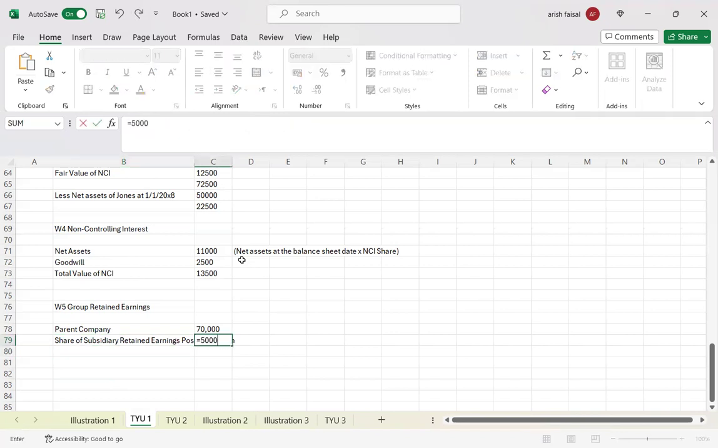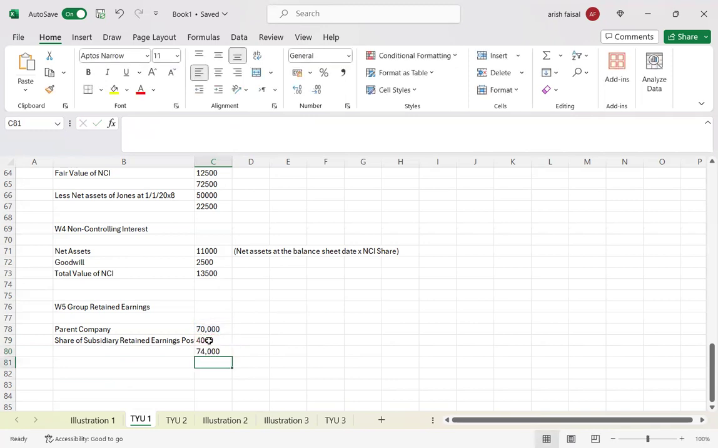Okay. So that's 5,000. But from that 5,000, our share is 80 percent. So that makes it 4,000. So the total group retained earnings would be 70,000 plus 4,000. So that will be 74,000. So those are your group retained earnings, which you will need to report in the balance sheet.